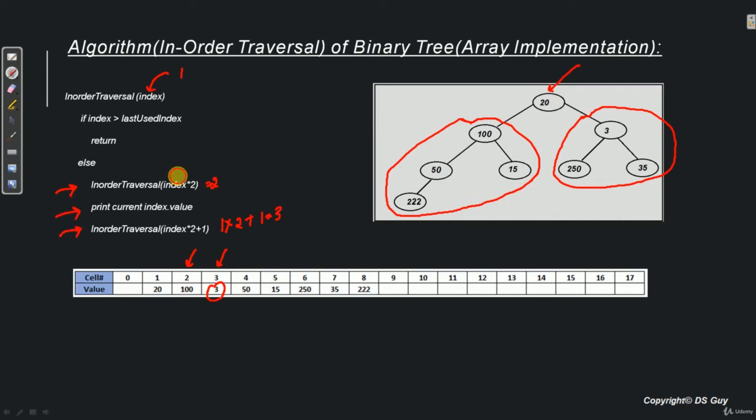Now when we do a recursive call over here with a modified argument which is 2, again the rules remain same. That is, the value of index now becomes 2. If index is greater than last index, no. So it goes to else block, in order traversal, index into 2. Current value of index is 2. So this becomes 2 into 2, that is 4. Which is same as the left subtree of this tree.